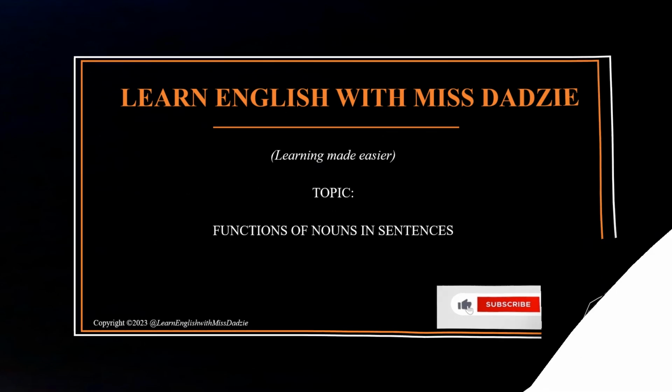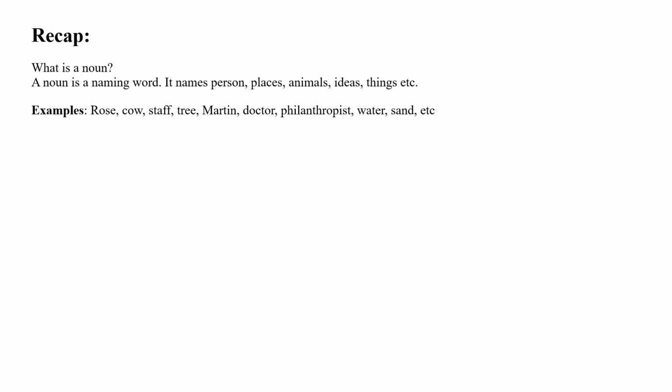A quick recap before we delve into today's activity. Before we get to know the functions of nouns, we obviously need to know what a noun is. So simply put, a noun is a naming word. It names persons, places, animals, ideas, things, and so on. Examples: rose, cow, staff, tree, Martin, doctor, among others. And there are other types of nouns too, which you can get from a previous video that was posted or will be reposted.